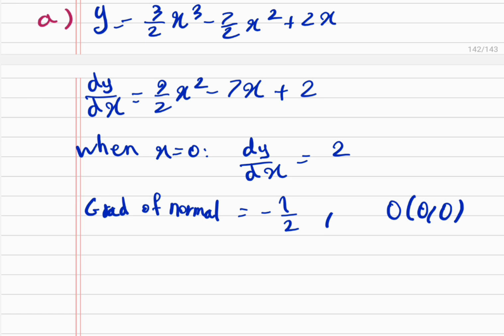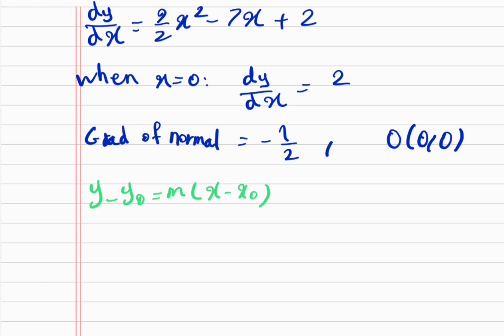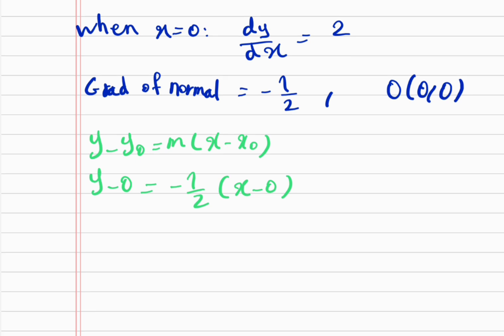Now that we have the point, we can find the equation of the normal by using the general form of the equation of a straight line: y minus y0 is equal to m times x minus x0. We substitute the point (0, 0), the gradient minus 1 over 2, and x minus 0. So the equation is y is equal to minus a half x. This is the equation of the normal at the point (0, 0).